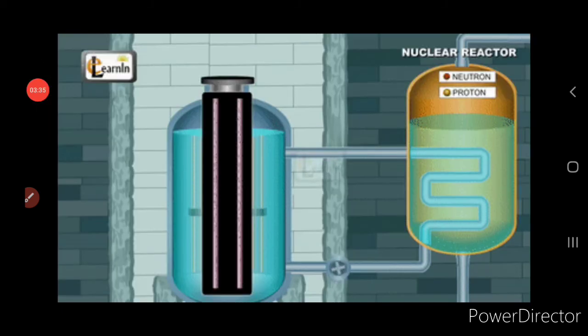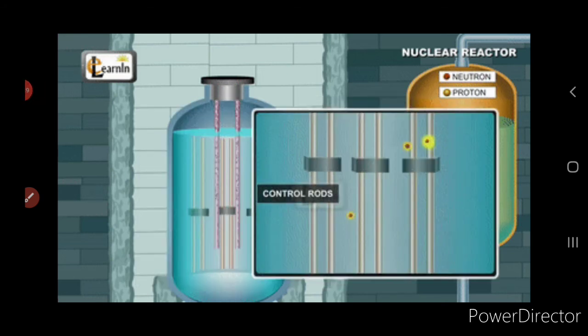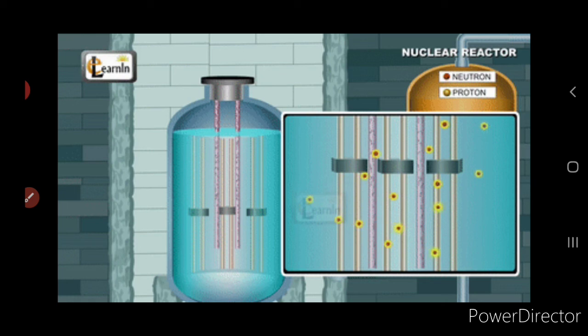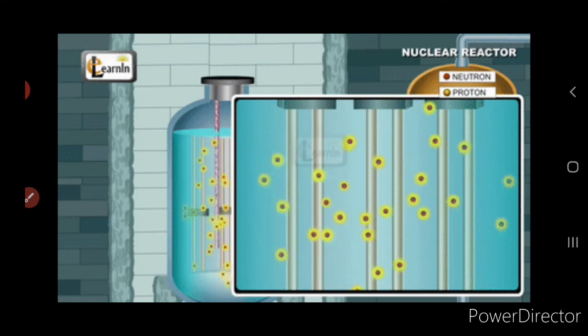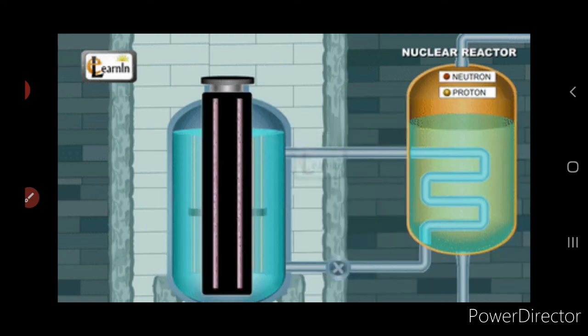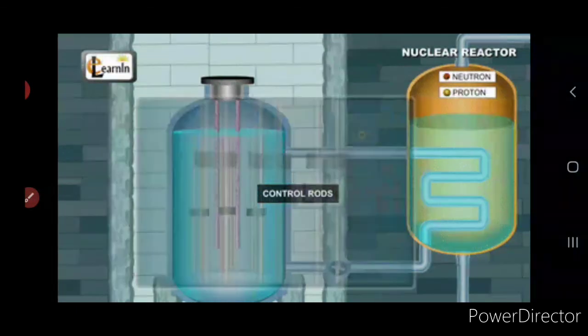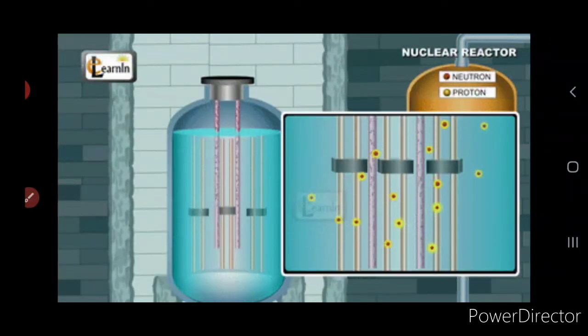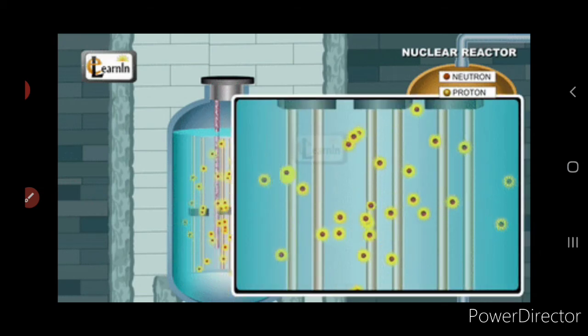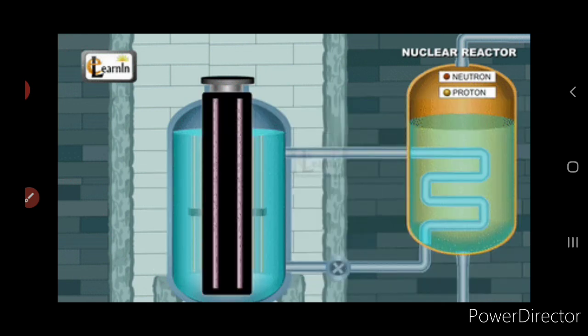The next one is the control rods. The control rods are used to control the number of neutrons in order to have a controlled chain reaction. We know that the fission reaction gives rise to 3 neutrons, and these neutrons have to be absorbed so that only 1 neutron is available for the further fission reaction to take place. So the control rods are placed in between the fuel elements, and they absorb the neutrons.